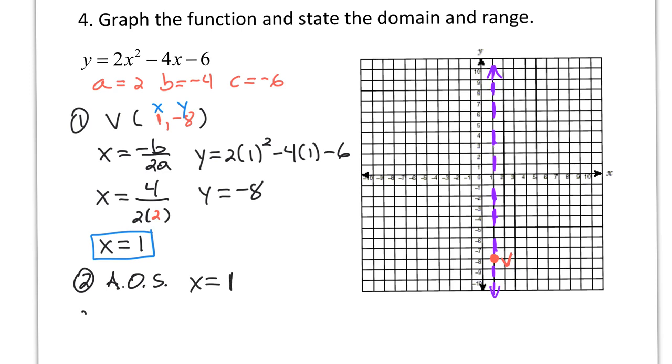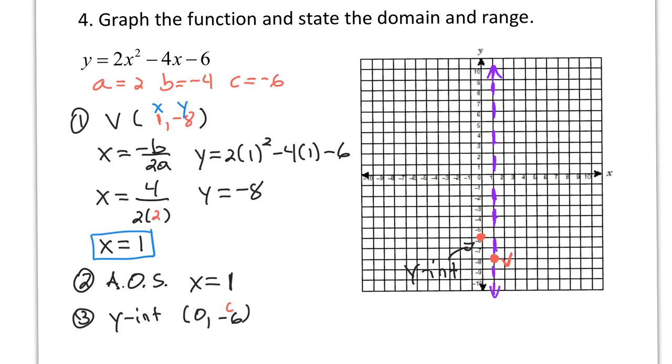Third step, I need to find my y-intercept. So my y-intercept will be 0 for the x and my c value for the y coordinate. And the c value, let's go back here, is -6. So my y-intercept is at 0, -6. And I'm just going to plot that point. 0, -6 is right here. And I have the y-intercept. Let me just label that for you guys so you remember that's the y-intercept.